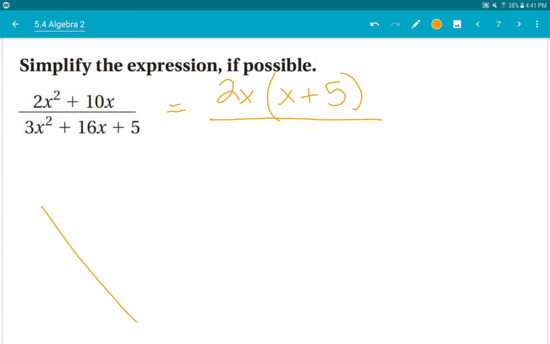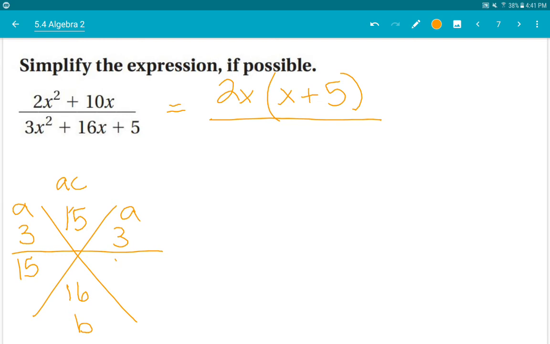Now this one here, we have to use the asterisk, so we're going to bring that back. Here we're going to do a times c. This is a. Here we're going to have b. Okay, so we're going to fill this in. We have 3, we have 3, we have 16 for b, 15's up here. Okay, so what are two numbers that multiply to 15 that add up to 16? So that's going to be 15 and 1.